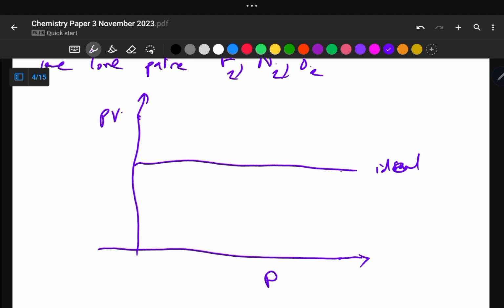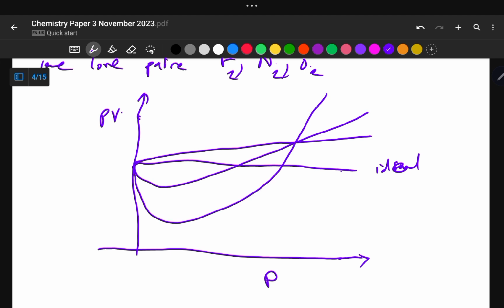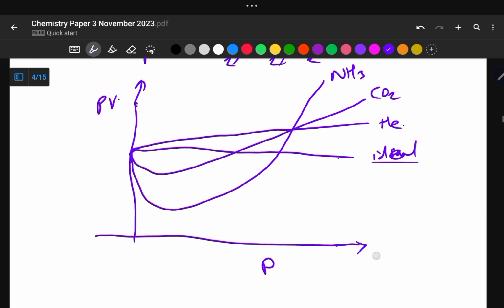And then noble gases deviate slightly from ideal behavior. So here is my helium. Right, so let me rub. It must deviate slightly. So this is my helium. And then carbon dioxide will deviate more, and ammonia will deviate mostly from ideal behavior. So here we have ammonia, here we have carbon dioxide, and here helium. So here is the ideal gas behavior. So this is the graph of PV against P.